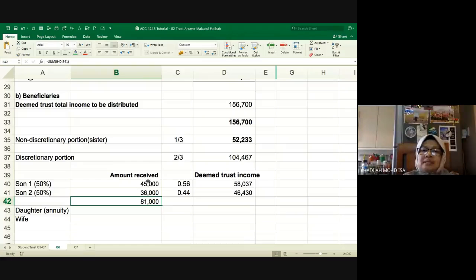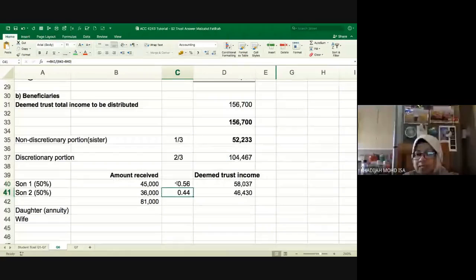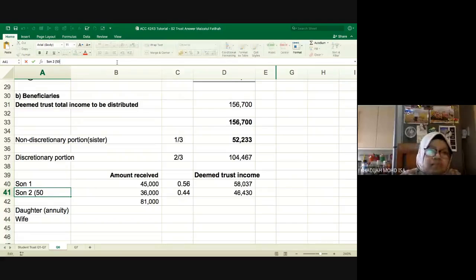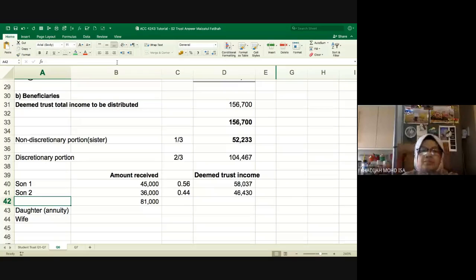So using this information, you decide on the entitlement for each based on the amount received. So that's how you get 45,000 over 81,000. You should get 0.56 or 56%, and the second son actually gets 44%. So it's not about 50% here. Where can you get 50%? It is mentioned, so you cannot assume equally.